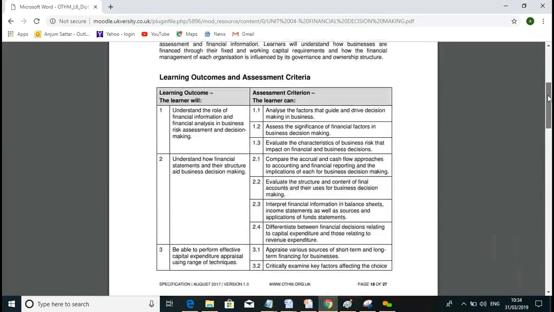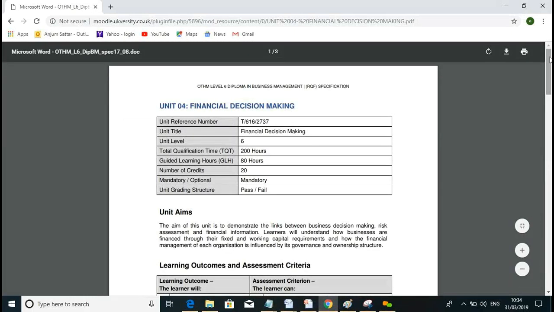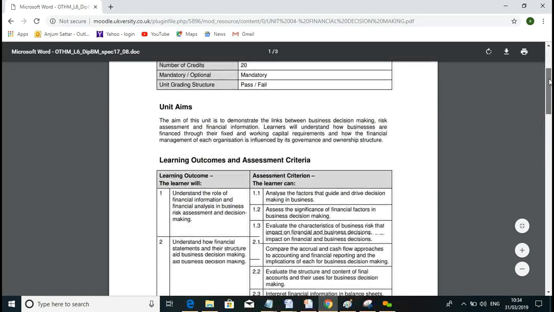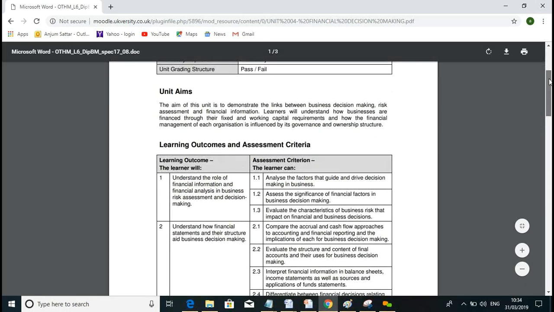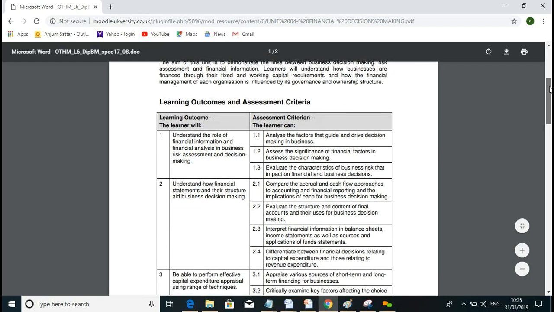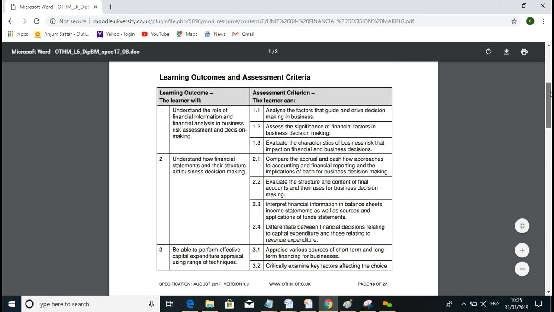Okay, welcome everyone. We'll start our second lesson on financial decision making. During our first lesson, we learned about our LO1, which was to analyze the factors that guide and drive decision making. We discussed why we need to make a decision. Decision making means selecting the course of action from various alternatives.